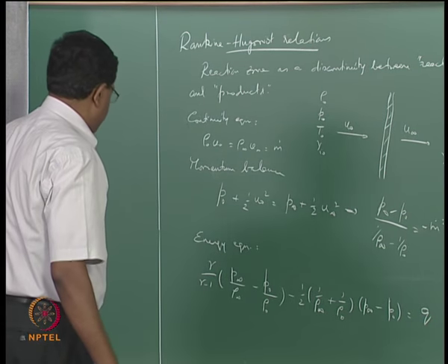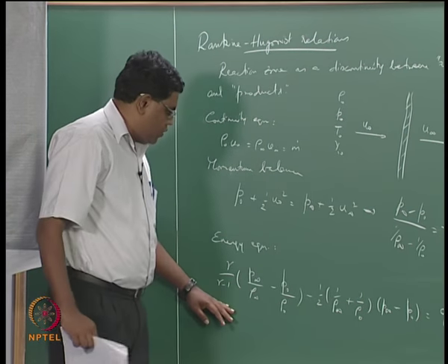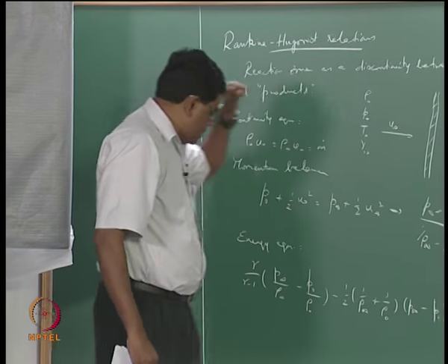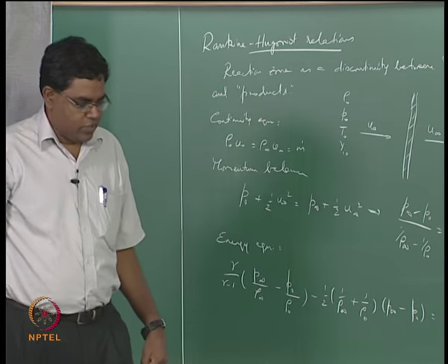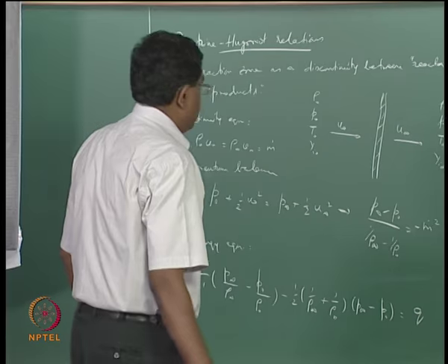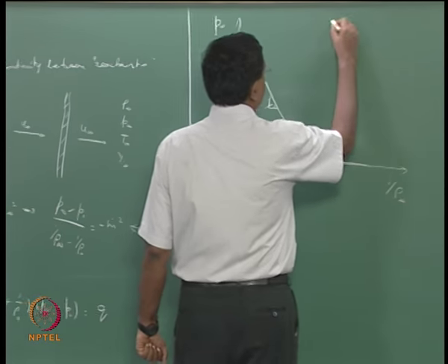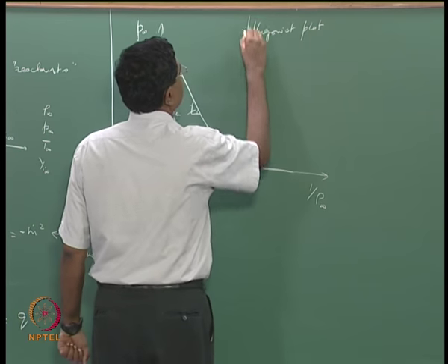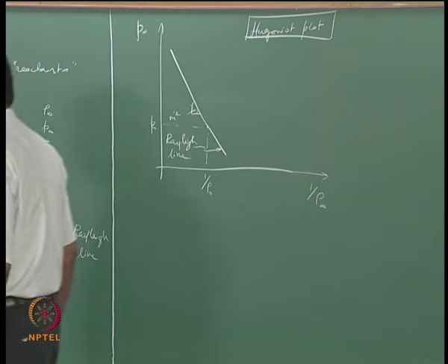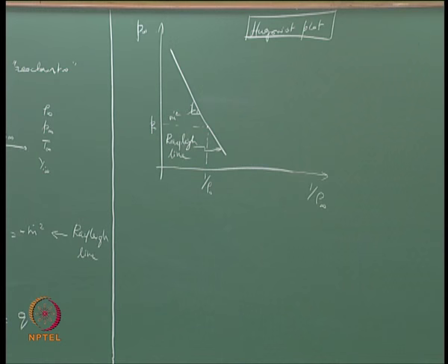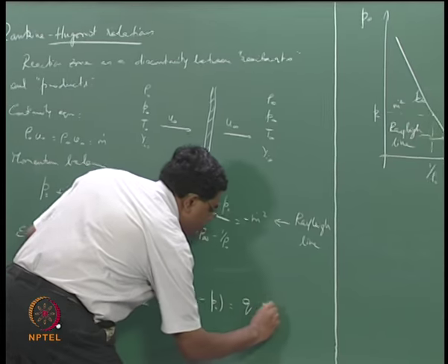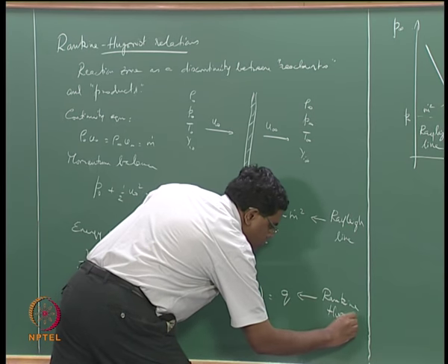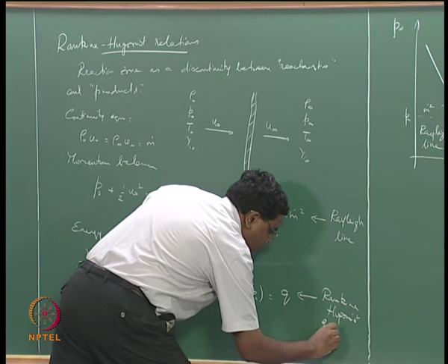So we stopped here last class, where we derived the energy equation across the discontinuity representing the reaction zone, and we wanted to see how this looks in what is now beginning to shape up as what's called a Hugoniot plot. So this is what you would actually call, to some extent, a simplified Rankine-Hugoniot equation.